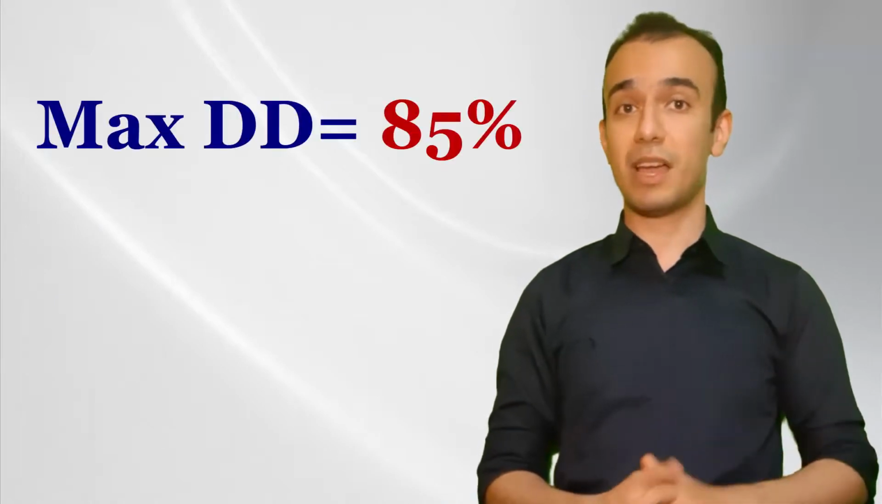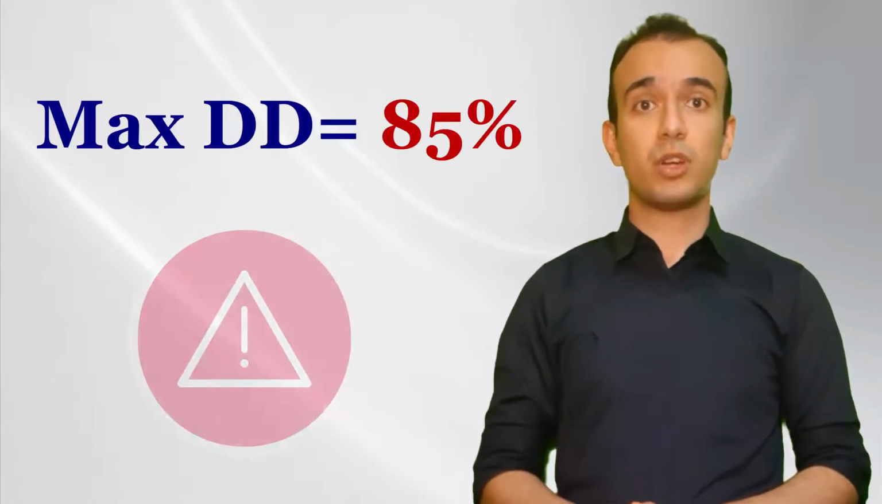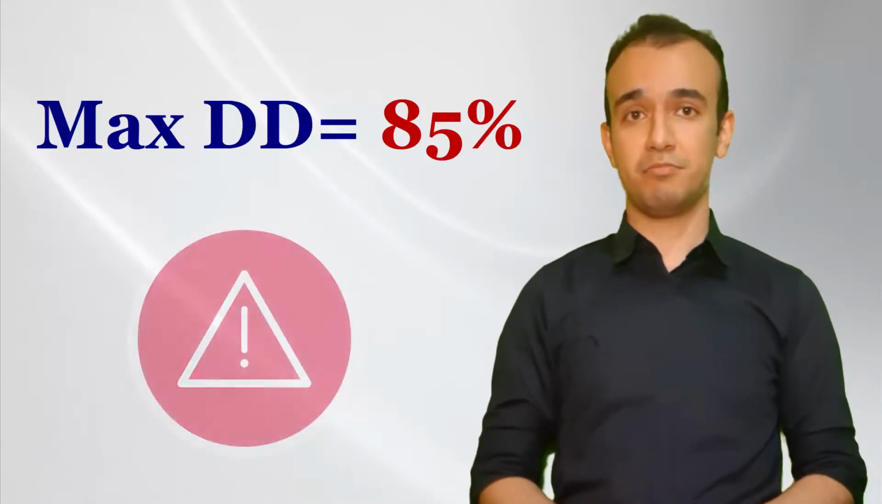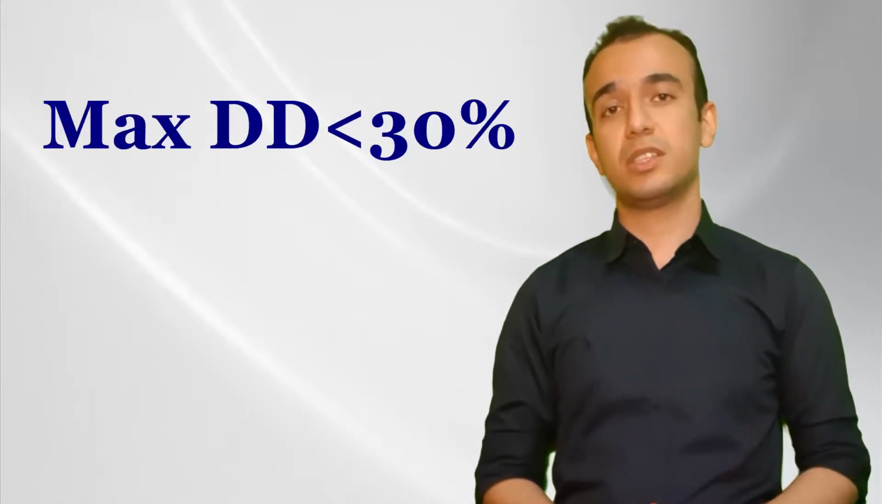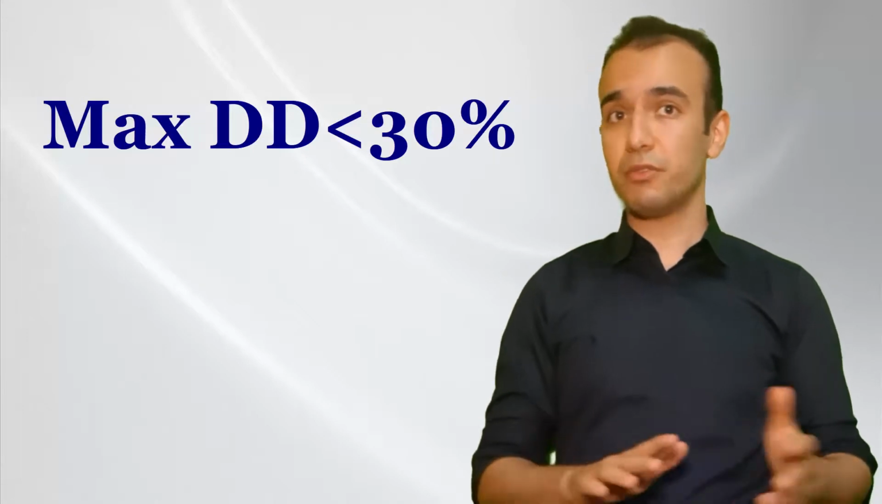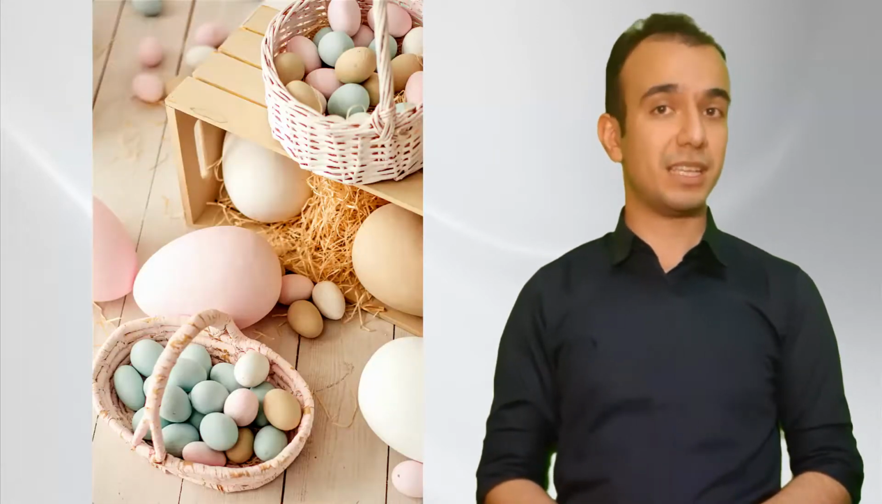Now imagine that a signal have 85% maximum drawdown. Would you trust this system? This system may be ruined sooner or later. Maximum drawdown is better to be under 30% or lower, and you shouldn't put all of your eggs in one basket.